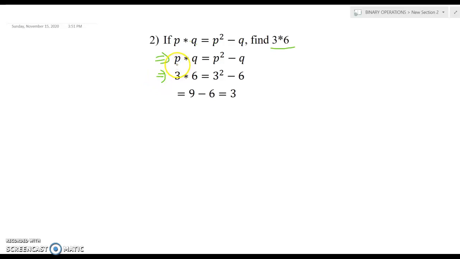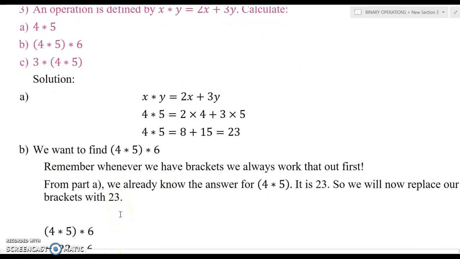If you realize, the p is being replaced by 3 and the q is being replaced by 6. So wherever we see p, we're going to put 3. So I have p squared here, so that'll become 3 squared. And wherever I see q, I'm replacing with 6. So p squared minus q is 3 squared minus 6. And remember, 3 squared is 3 times 3, which is 9. Take away 6, which is 3. Right? Pretty simple.